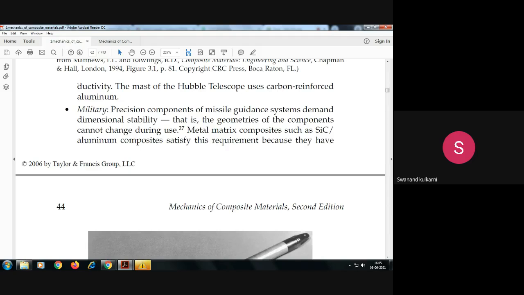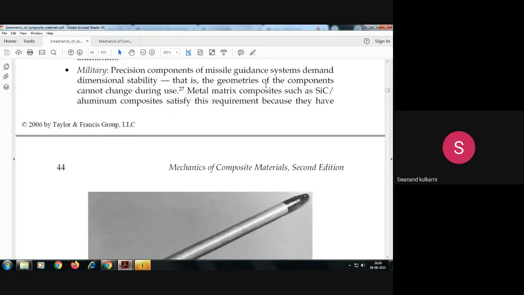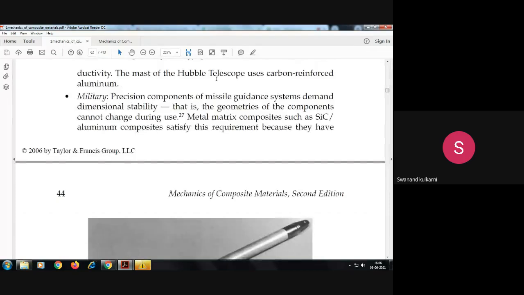Then the Hubble telescope also uses carbon reinforced aluminum. See, carbon here is used as a reinforcement material. With the help of diffusion bonding, this material is manufactured. We can see the application in this Hubble telescope, inside which carbon is added into the aluminum. So carbon reinforced aluminum is used here. The matrix material is aluminum and carbon is added inside this.